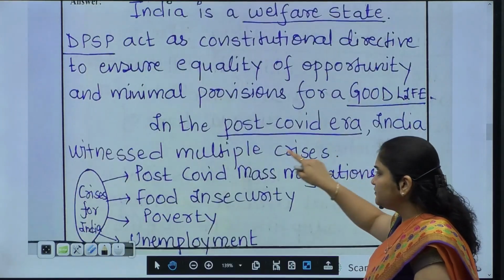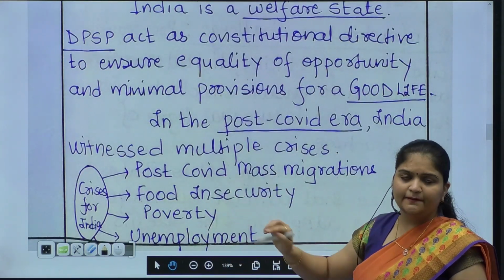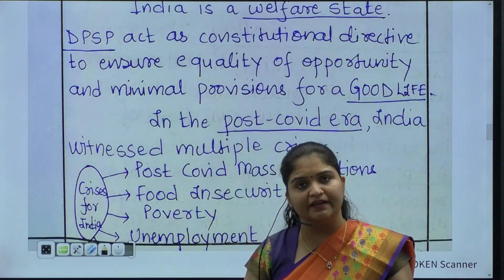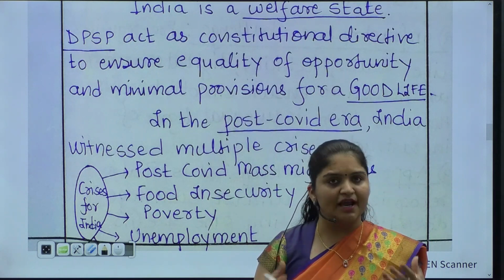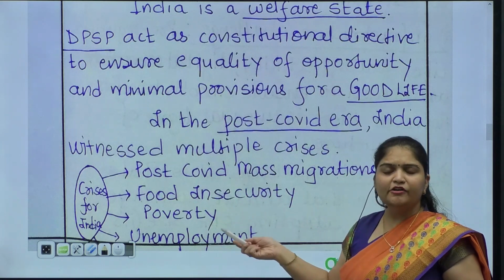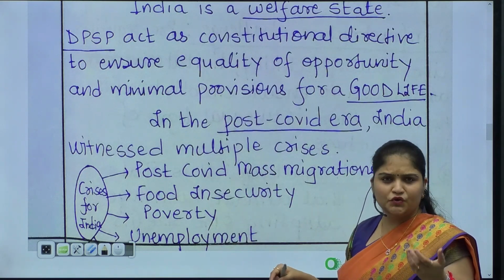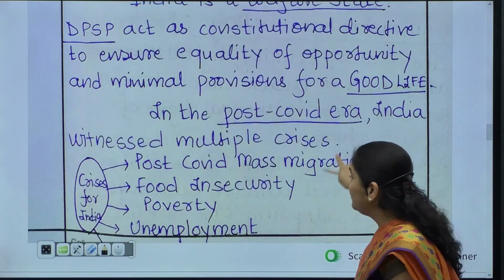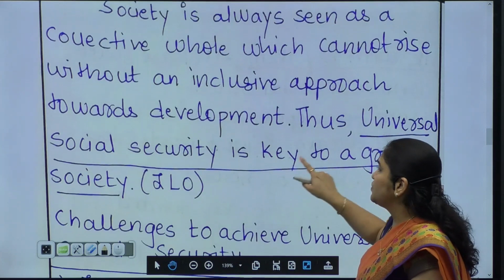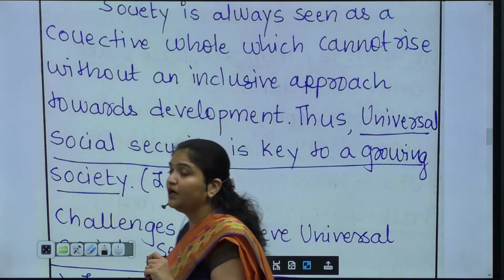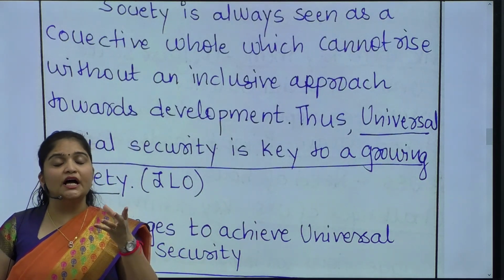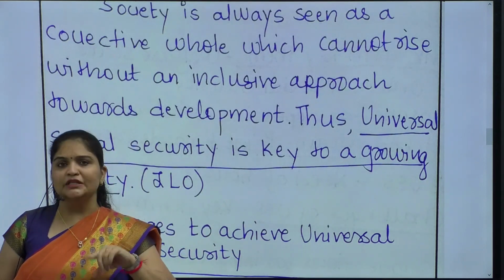Then you can talk about the problems that are there, giving it a current touch, that in the COVID era, in the post-COVID era, we are seeing certain problems and challenges, okay? So you can talk about how there is food insecurity, poverty, unemployment, health infrastructure was a challenge in COVID. Now we come to how society is a collective whole, okay? And social security is key to a growing society. Who says? ILO. अब यहाँ पे ILO को कोड दिया तो आंसर को automatic validation भी मिल जाएगा.